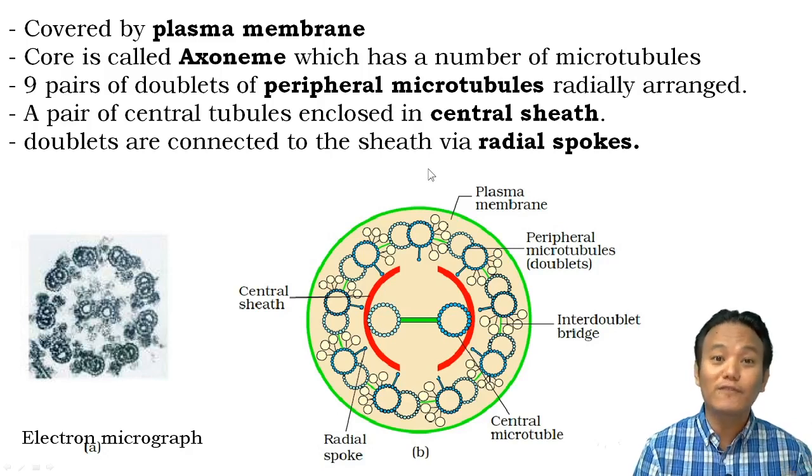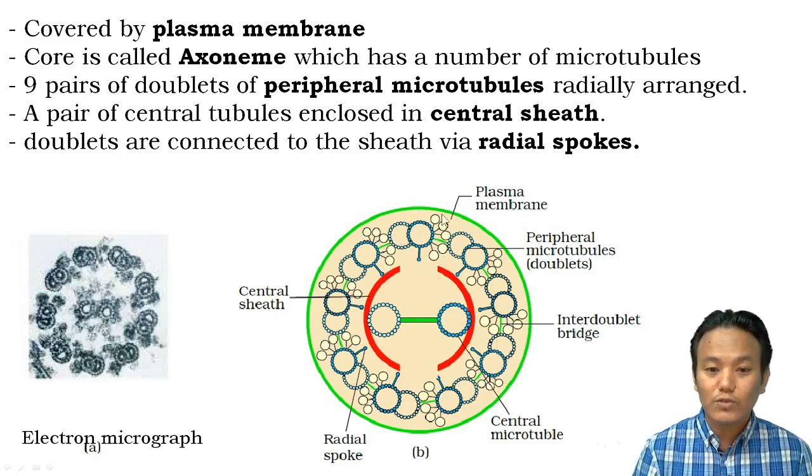Now remember, microtubules are made up of tubulin filaments, tubulin proteins, protein filaments. It has got 9 pairs of doublets of peripheral microtubules.